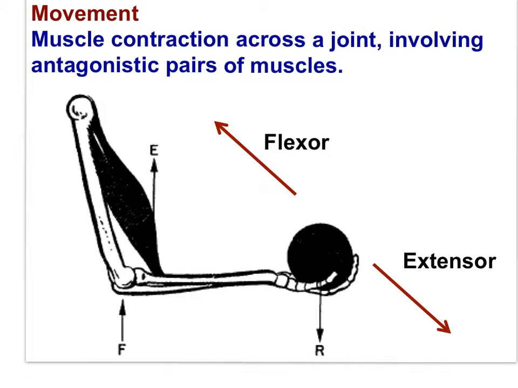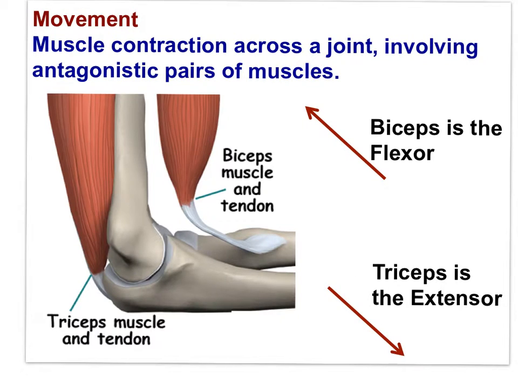Yes, but movement involves antagonistic pairs of muscles. And in this image, the antagonist to the biceps is not shown. The antagonist to the biceps is the triceps, located here, and the triceps is the extensor as it brings the forearm down. Here is the elbow joint.